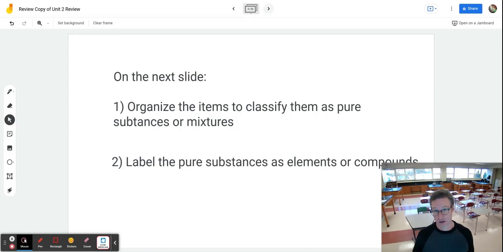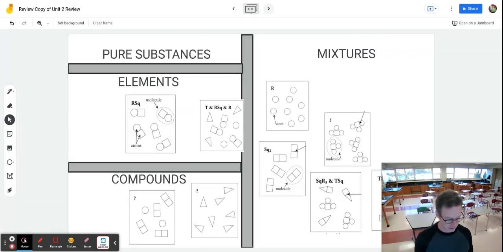Classifying things as elements, compounds, or mixtures. On the next slide, these are images from a worksheet that we did recently. You have to remember that elements are made of one type of atom. Compounds are two or more elements bonded together, which in the case of these drawings means they're actually touching. And mixtures contain two or more different types of substances.